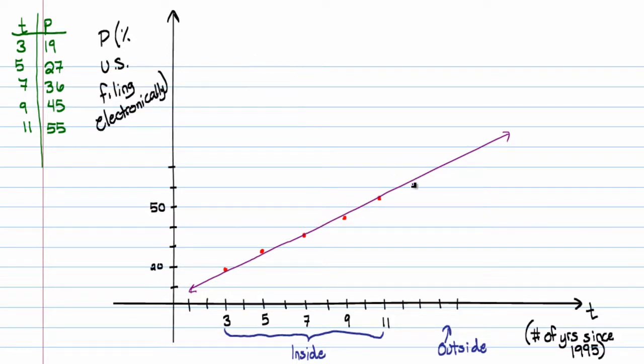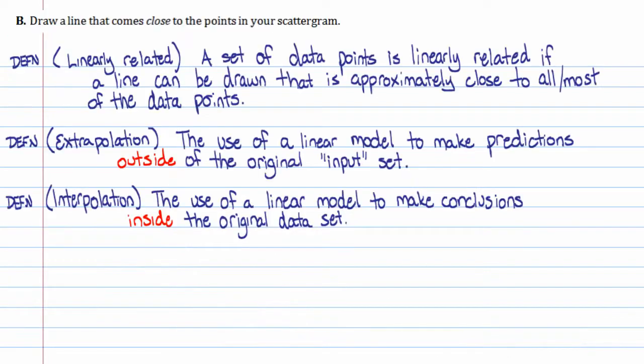Extrapolation, on the other hand, in other words, making predictions far outside your data range, is risky, to say the least. And one more thing I remembered when I was writing this down: I say the use of a linear model, but it doesn't have to be linear in either case. Extrapolation or interpolation just means the use of a model itself to make predictions outside or inside the original data set.